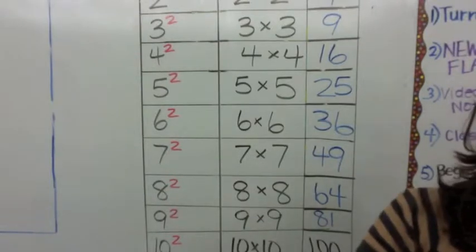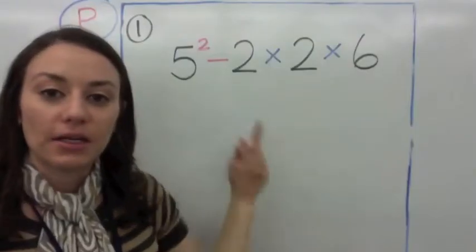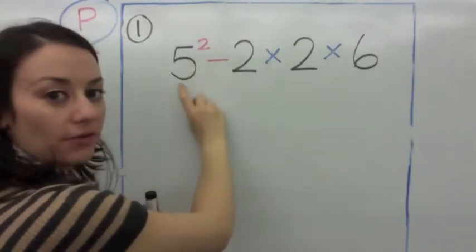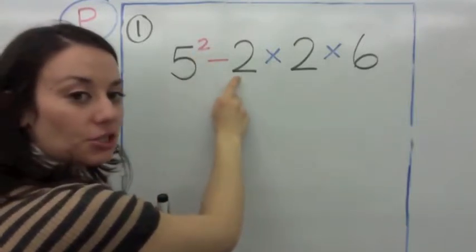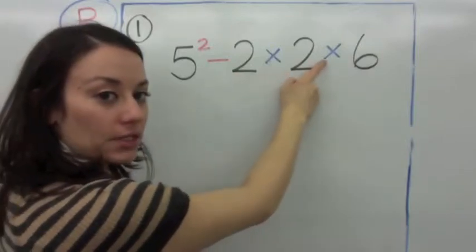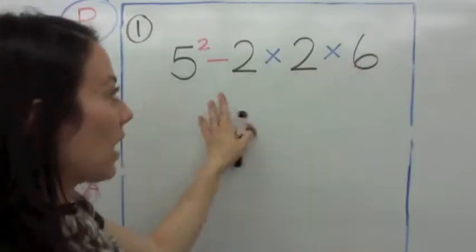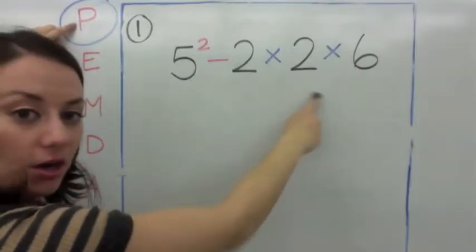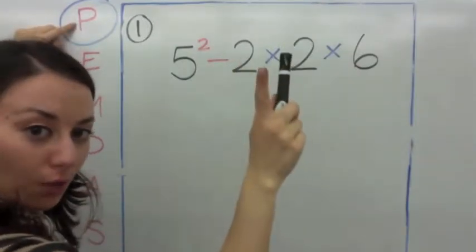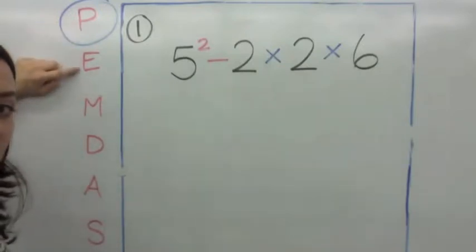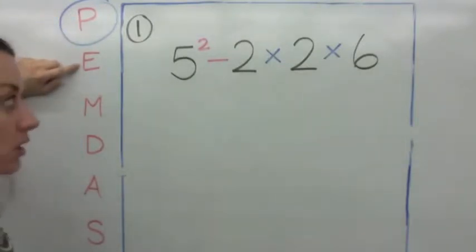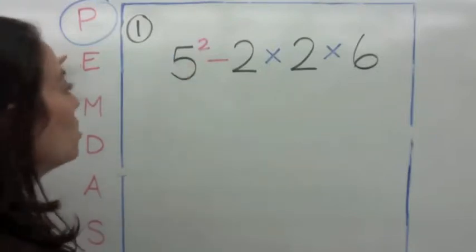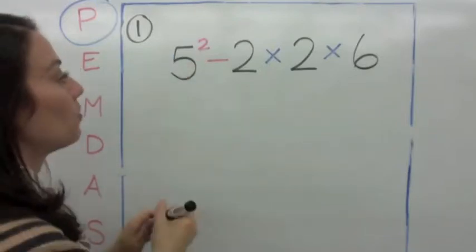Very good. So let's take a look at number 1. Number 1 reads 5 squared minus 2 times 6. When you look at the order of operations, do you see parentheses here? No, there aren't. What's next? Do you see exponents? Yes, you see 5 squared, so that's what you're going to do first.